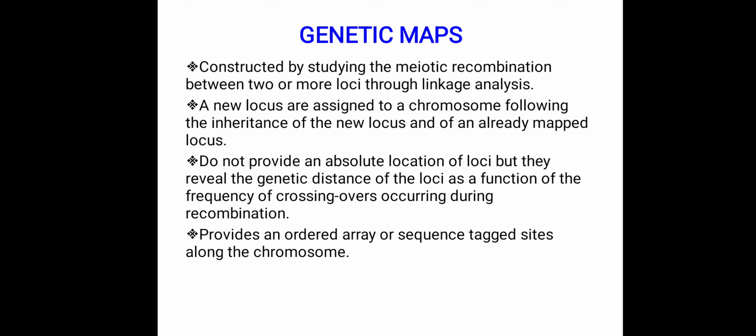Genetic maps are constructed by studying the meiotic recombination between two or more loci through linkage analysis. A new locus is assigned to a chromosome following the inheritance of the new locus and of an already mapped locus. So it does not provide the absolute location of loci, but it reveals the genetic distance of the loci as a function of the frequency of crossing over occurring during recombination, provided there is an ordered array or sequence tagged sites along the chromosome.